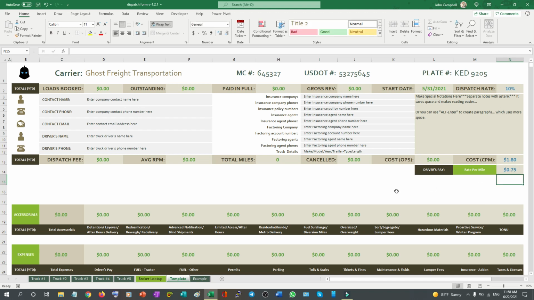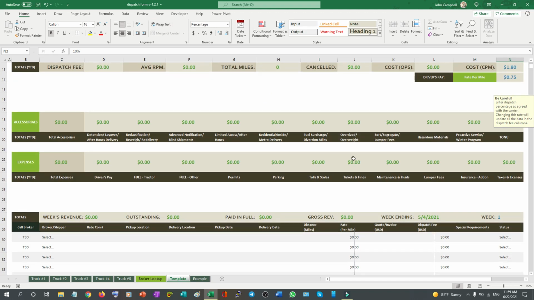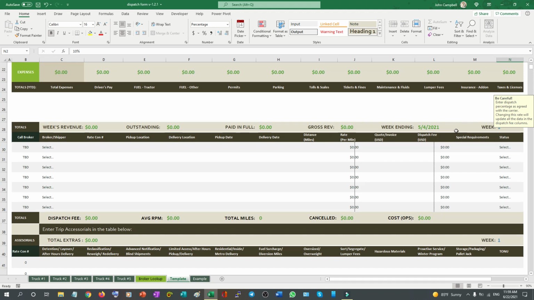All right, so those three very important figures are in, which means that the rest of the form is now ready to accept the information that you're going to put into it. But let's look a little bit at what is actually being calculated in the form. The dispatch rate is being used in each column where the dispatch fee is being calculated, right here.